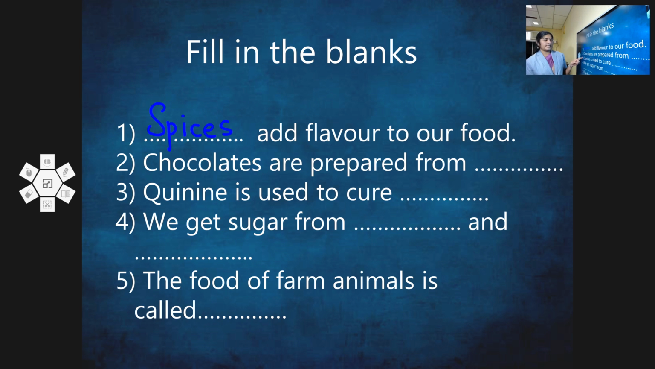Then, second question. Chocolates are prepared from dash. Think and tell the answer. Yes, chocolates are prepared from cocoa beans. From where? Cocoa beans. Easy, no? Any difficulty in remembering all those terms? No. So, chocolates are prepared from cocoa beans.